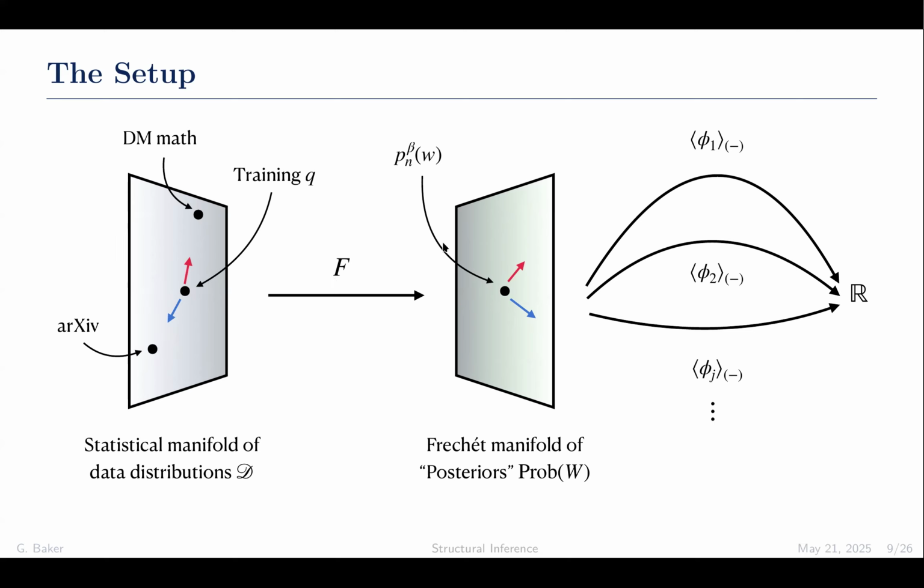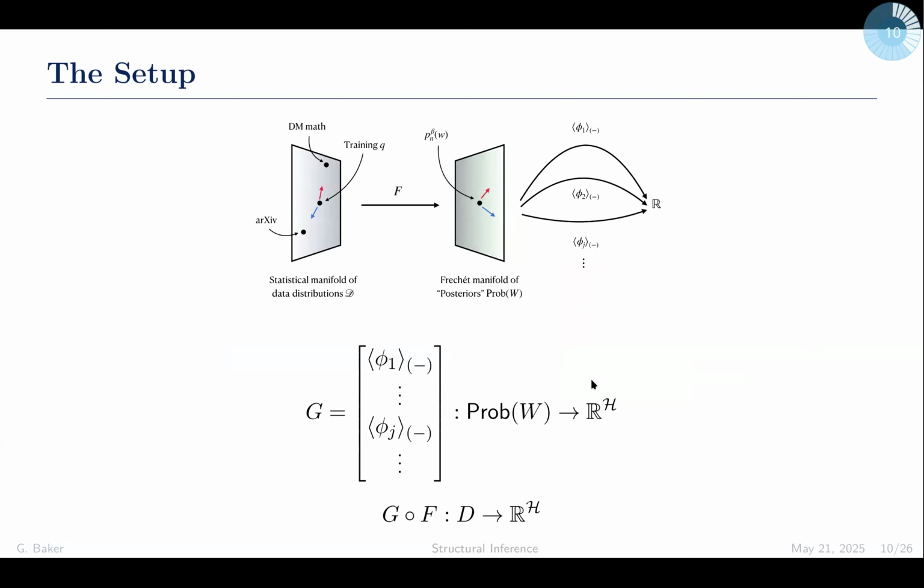Now this posterior is living in an infinite dimensional space, so it's difficult to actually measure. So we have to choose a finite number of observables we can measure. Those are the phi sub j's. The phi's are functions from W to R. We take their expectations so that they are functions from the posterior to R. And then we wrap each of those expectations into a vector valued function G.